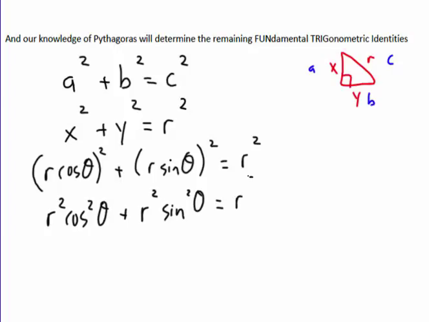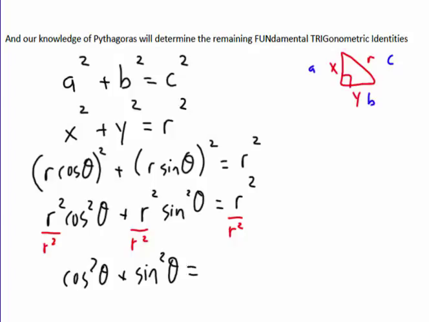is equal to r squared. And if we notice that r squared is common in all three terms, we can divide everything by r squared. We have one of the most fundamental trigonometric identities. Cos squared theta plus sine squared theta is equal to 1. And there is one of our fundamental identities that we're going to use repeatedly through this course.